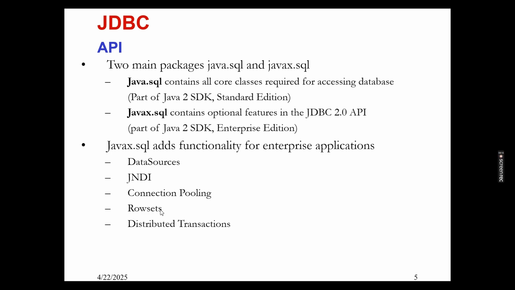And row sets are especially useful whenever you execute a select statement and get some data from your table. That data you can store in the row set, and within Java we can retrieve that data and see it. Similarly, we also have distributed transactions, where the same transaction works with multiple users.